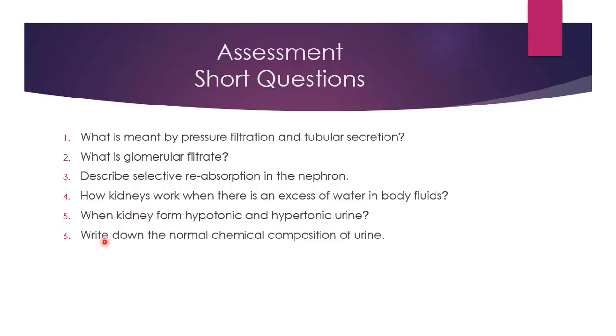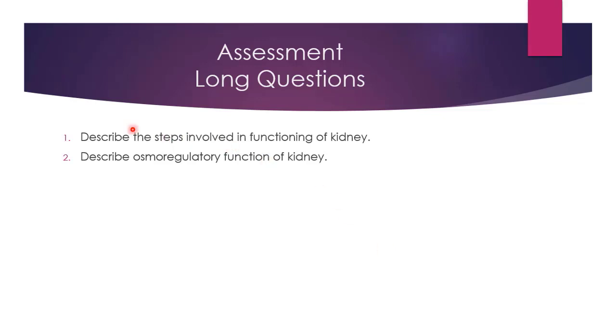Number 6, write down the normal chemical composition of urine. You will write the table here which we have studied above. You will write the chemicals like water, sodium ions, potassium ions along with their particular concentration or percentage. Now we will discuss long question answers of this topic. Number 1, describe the steps involved in functioning of kidney. You will write the complete 3 steps: pressure filtration, selective reabsorption, and tubular secretion. And along with this, you will also draw a diagram for this question.